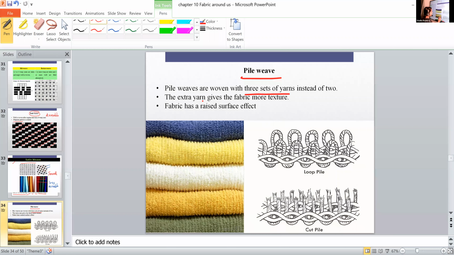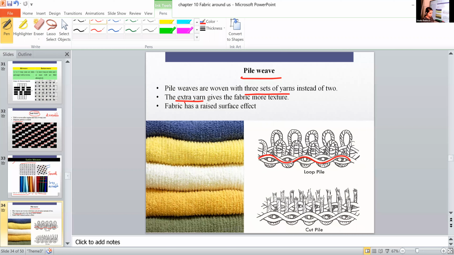Here you can see an extra yarn. Basically, all the weaves are made up of two yarns, that is weft and warp yarns. In pile weave, an extra yarn is added to this weaving process. Extra yarn is very important. An extra yarn is inserted into the weaving process. That is the main characteristic of the pile weave.